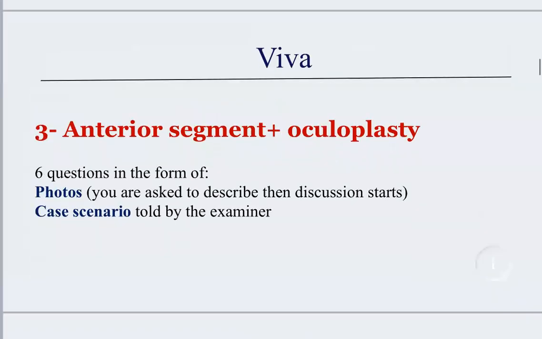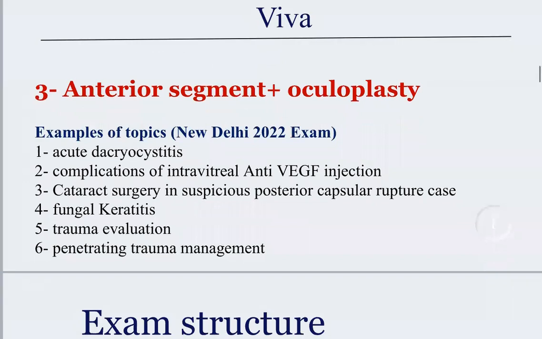Regarding the anterior segment, it is almost the same as the posterior segment. You have 6 questions in the form of photos. Actually, this is anterior segment plus oculoplasty, so it is not just anterior segment. You do have oculoplasty added to this station. So 6 questions in the form of photos and case scenarios. Okay, examples: acute dacryocystitis for differential diagnosis and management plan. Actually, in any question in the Viva or in the oral exam, you have to know everything about it. You will be asked about everything about it.